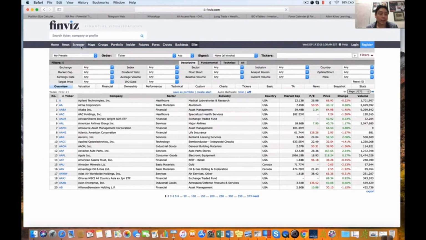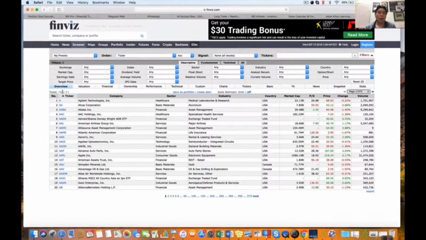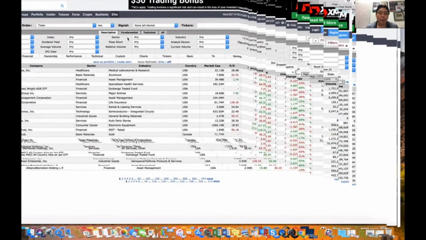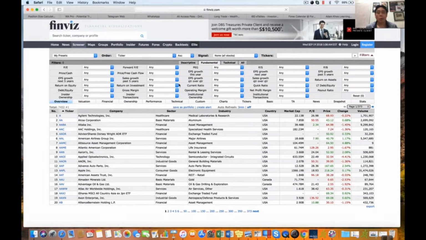And you can see that in the entire database, that's 7,452 companies that are listed on the US exchanges. So you can screen for fundamentals. Let's click on fundamentals over there. And again, if we want to build a watch list of great businesses right now, what would we select? Let's take a quick look.